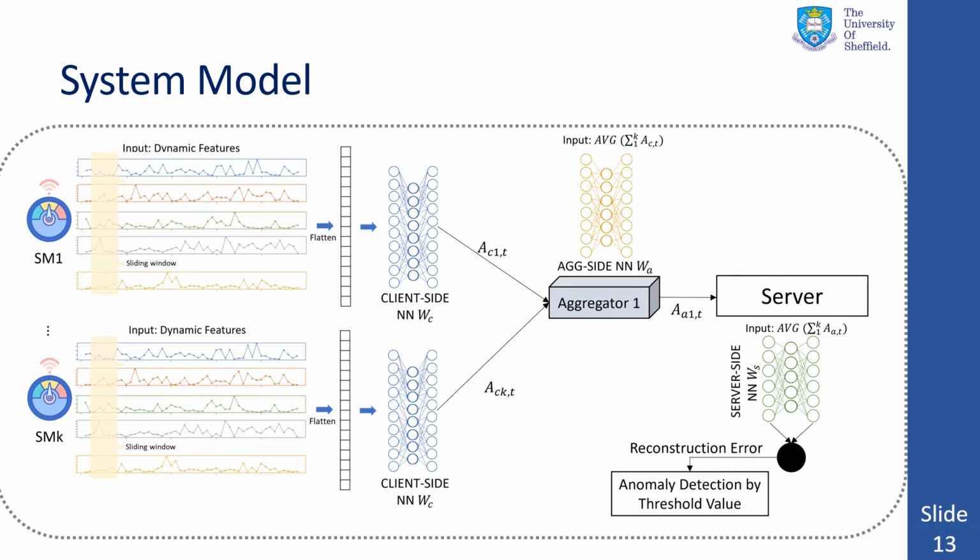Smart meters do not directly share the smart meter data. However, they share the activations, or the output of the split layer. The aggregator also shares the activation of its split layer. The final part of the model is the server, where the server continues the processing and outputs the anomaly detection, whether the data is energy theft or not.